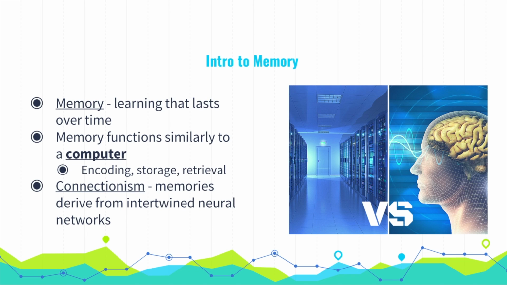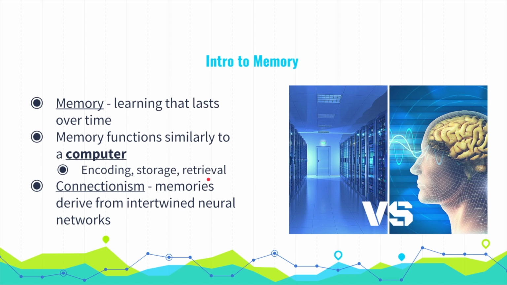Anyways, memory is learning that lasts over time, and it's also information that has been stored in your brain and can be retrieved. Now, memory functions similarly to how a computer functions, in that it involves encoding, which is getting information into our brain, storage, which is saving that information, and retrieval, which is being able to extract it from our brains. Now, let's talk about how to model memory.